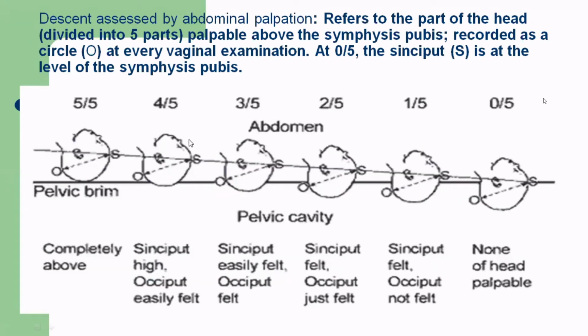So how do we assess the fetal descent of head? By abdominal palpation. If this line is the pelvic brim and this is above the pelvic brim, we can palpate the fetal head 5/5. If we divide the fetal head in 5 centimeter, 5/5, all of the head is palpable above the pelvic brim. This is not engaged, or a free head. Here the fetal head is freely mobile when we do pelvic grip. So this is completely above the pelvic brim, not engaged.